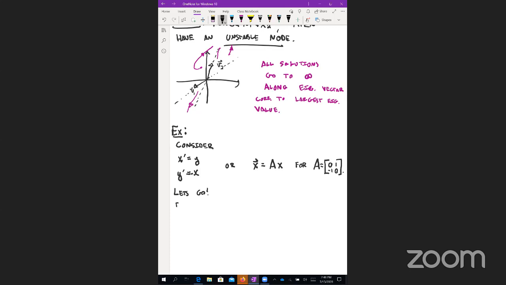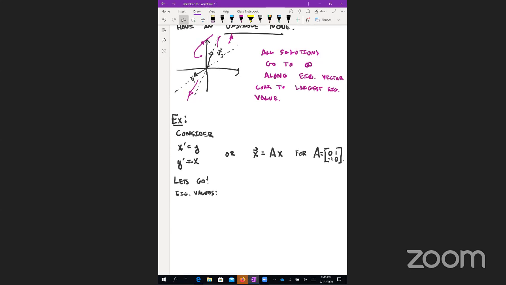So the eigenvalues are going to be, well, we solve the determinant of A minus lambda I equals 0, or minus lambda, 1, minus 1, minus lambda equals 0. So we have lambda squared plus 1 equals 0, or lambda equals plus or minus the square root of minus 1. Okay.